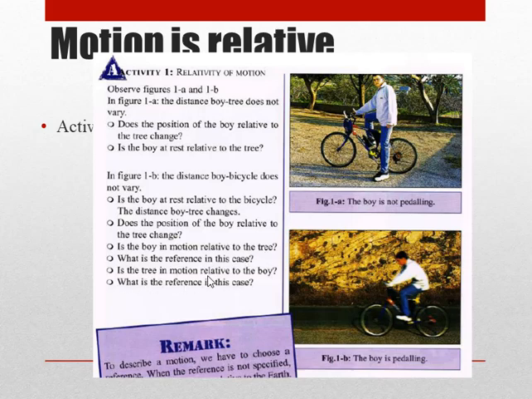Is the tree in motion relative to the boy? The answer is yes also. If the boy looks at the tree, he will see it going far away from him. What is the reference in this case? The reference is the boy. To describe any motion, we need to choose the reference first.